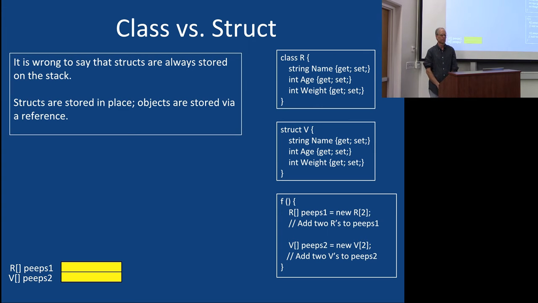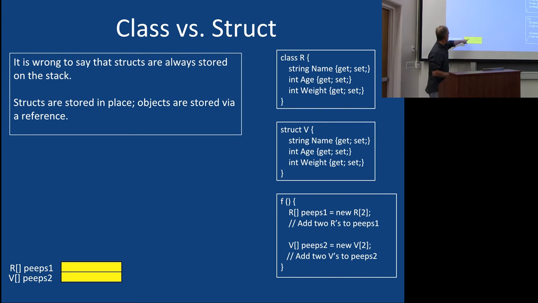Where else could they be stored? They can certainly be on the heap, but how do they get there? Let me show you this. Same two abstractions up there, R and V. Now my method F is creating an array of two R objects, and it's creating an array of two struct objects. So you can imagine we create this array, then I don't have the code here because I didn't have the space. It would say R sub 0 gets new R, R sub 1 gets new R, peeps sub 0 gets new R, peeps sub 1 gets new R, and so on.